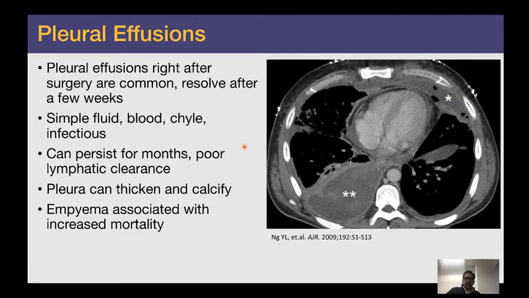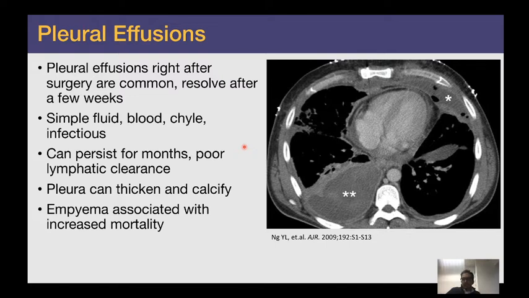Okay, yeah, so let's talk about another post-surgical complication, and that's pleural effusions. Pleural effusions right after surgery are common, okay? Basically almost every patient who has a lung transplant will have a pleural effusion on one side or bilaterally. But they usually resolve after a few weeks. But because the lymphatics are not anastomosed during the surgery, because the lymphatics are tiny and they're sort of everywhere, the pleural effusions can take a long time to resolve for that reason.